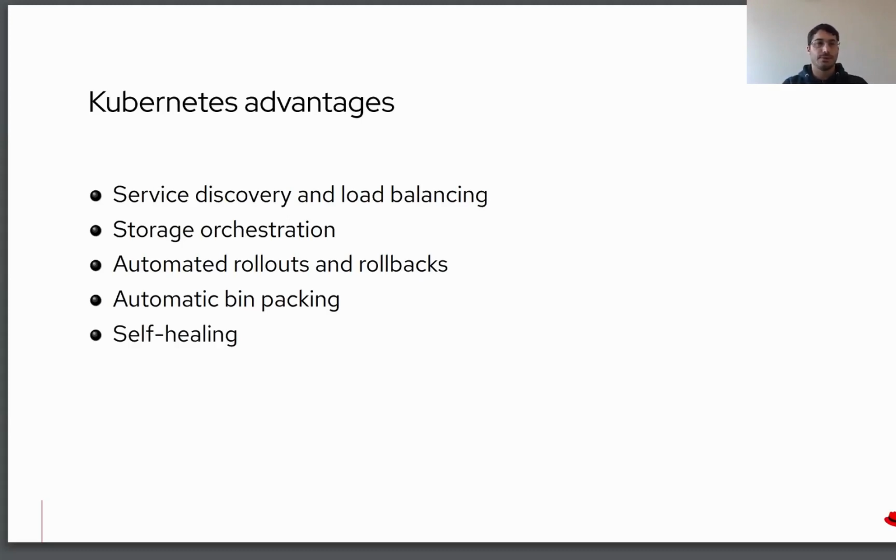And the last advantage that we will be talking about in Kubernetes land is the fact that Kubernetes is able to handle configuration and secrets.